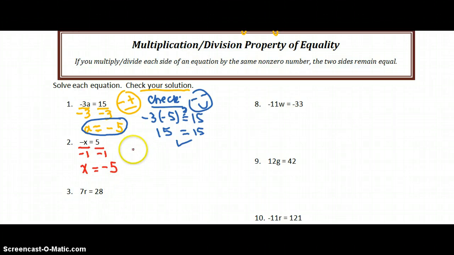So now I'm going to take that and do my check over to the right. -5 in place of x. And x was negative. So negative, negative, does that make a +5? That's the question. And that is going to give us 5 equals 5. Cha-ching. That one's going to check out also.